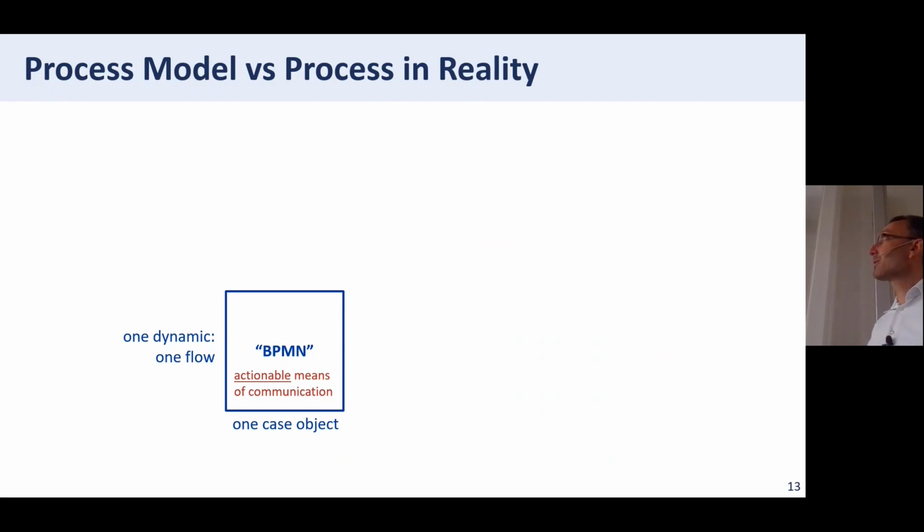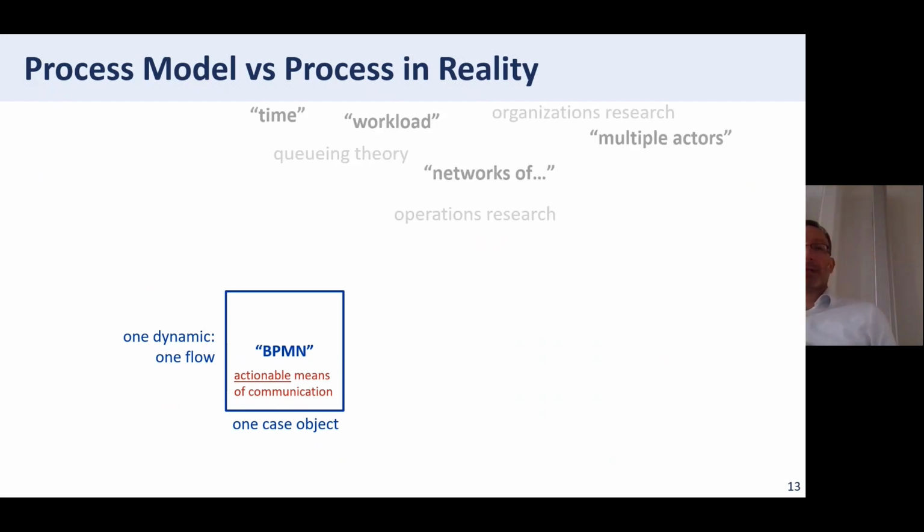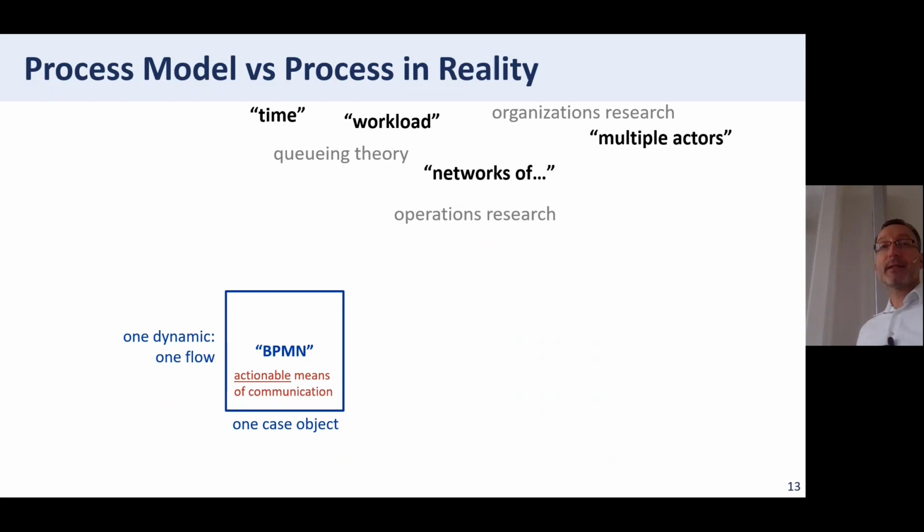BPMN describes very well how one case, one object is handled over time. One insurance claim, right? That's what it does really, really well. But there's so many things out there that this doesn't capture. Time is not modeled. We don't model workload or how multiple actors behave, things which are analyzed in queuing theory, operations research, organizational research, routine dynamics. You can't put it in there. It's outside the scope of BPMN.